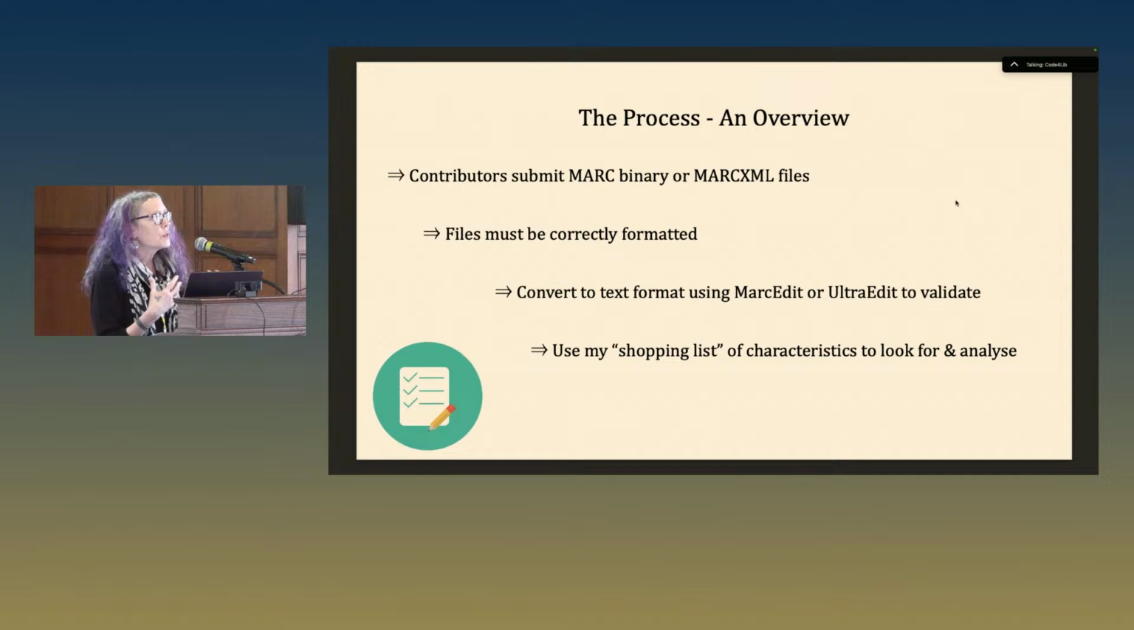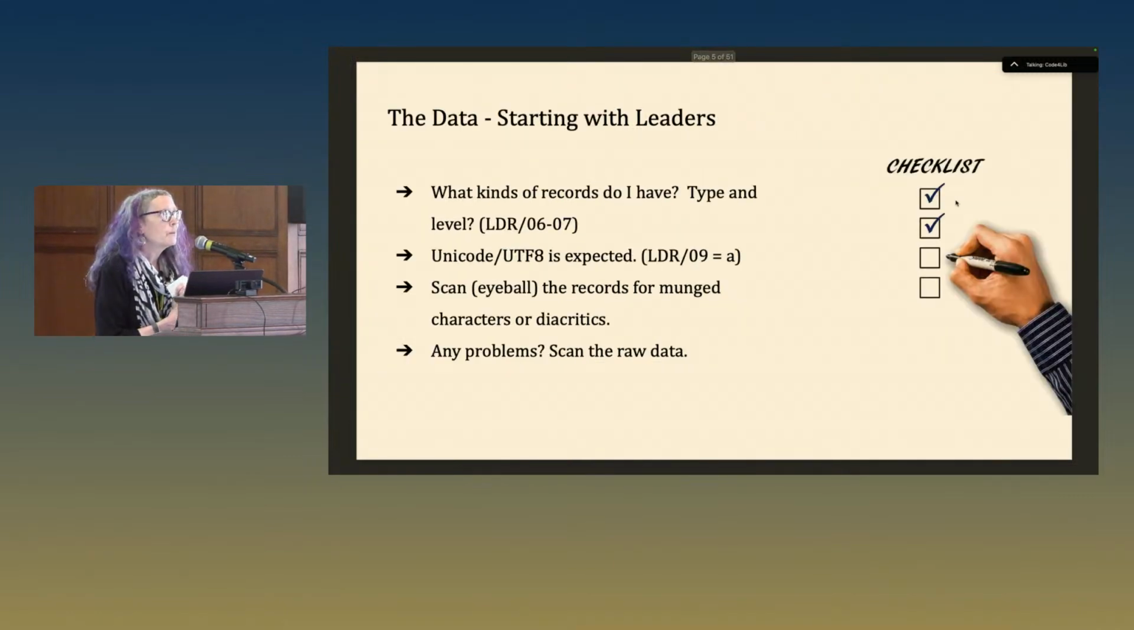So what I do is I take those files and I convert them to a text-like format using something like MarcEdit, or sometimes I use UltraEdit to do some validation. And I have sort of a shopping list of things that I look for that I start moseying around in the data. So what are those things?